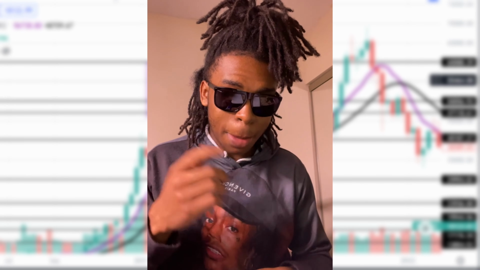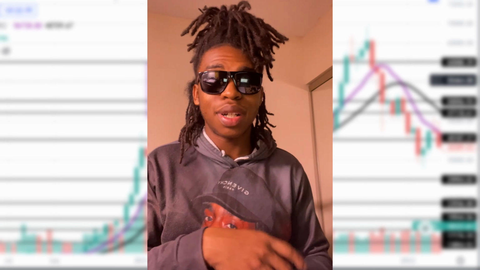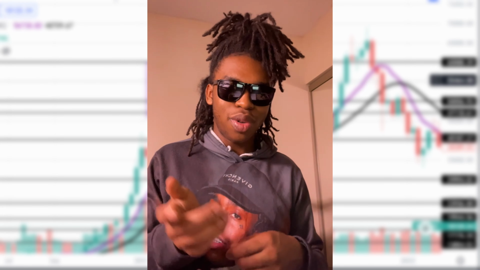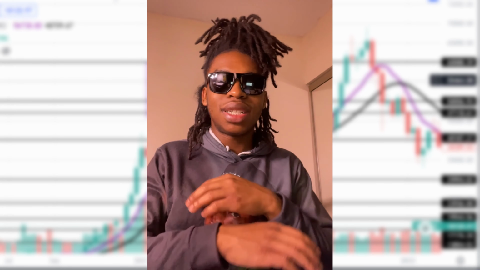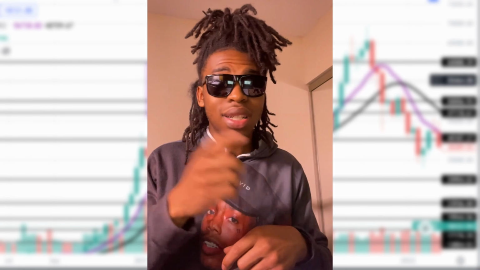Then we got distribution. Distribution happens after the uptrend and price action is very choppy. Then after that, we got markdown. Markdown is when sellers take over, with lower highs and a constant downtrend.